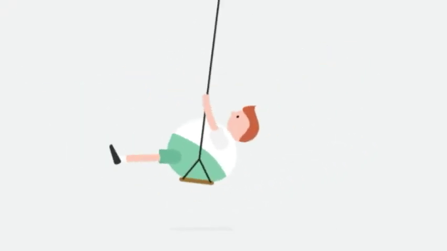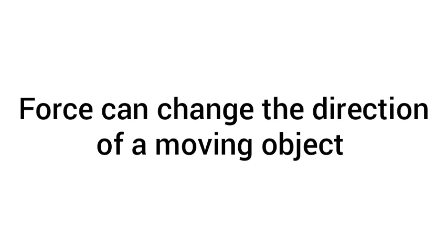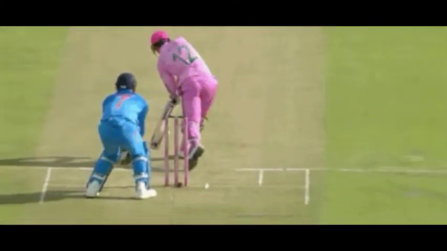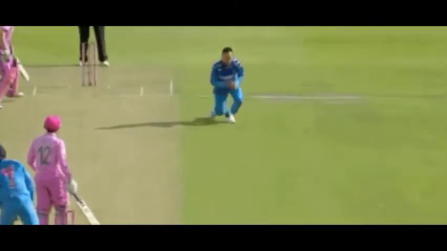If the person pulls the swing in the opposite direction, the swing would begin to slow down. Number 3. Force can change the direction of a moving object. For example, a player by kicking or pushing a moving football can change its direction. Similarly, a batsman changes the direction of a moving ball by hitting it with a bat.